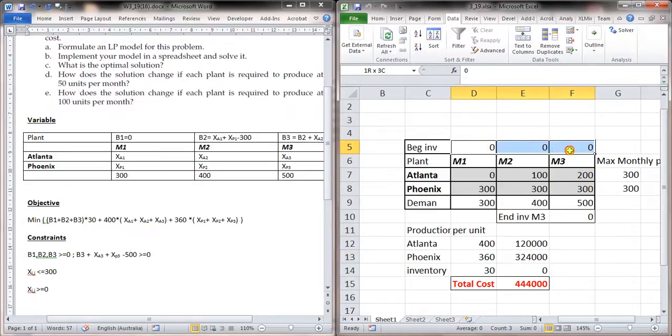The optimal solution has 0 beginning inventory, reducing the inventory cost, and the production in Atlanta for months 1, 2 and 3 is 0, 100, 200. For Phoenix it is 300, 300 and 300.